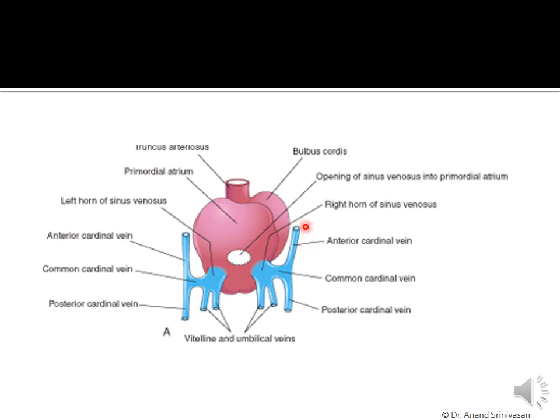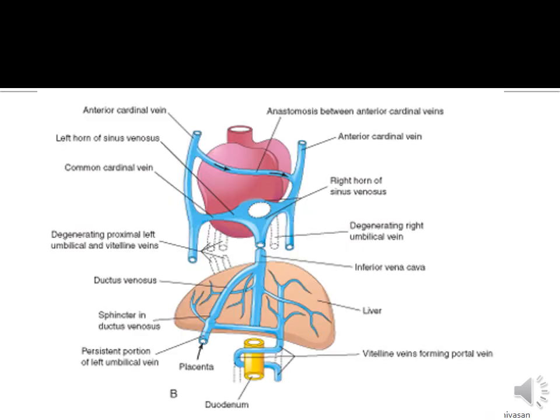Here is another picture. We are seeing the sinus venosus opening into the primitive atrium, and the three veins, the common cardinal, the vitelline, and the umbilical veins, of both the right and left sides. Here you can see the left side regressing, forming the coronary sinus, and the right-sided vitelline vein forming the inferior vena cava, and the common cardinal vein forming the superior vena cava.